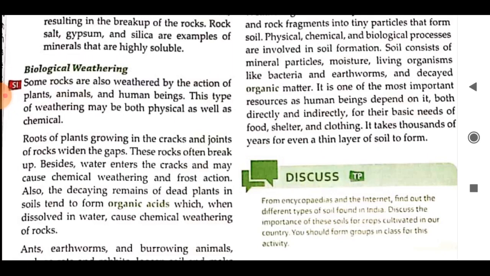For example, roots of plants growing in the cracks and joints of the rocks widen the gaps. These rocks often break up. Besides, water enters the cracks and may cause chemical weathering and frost action.